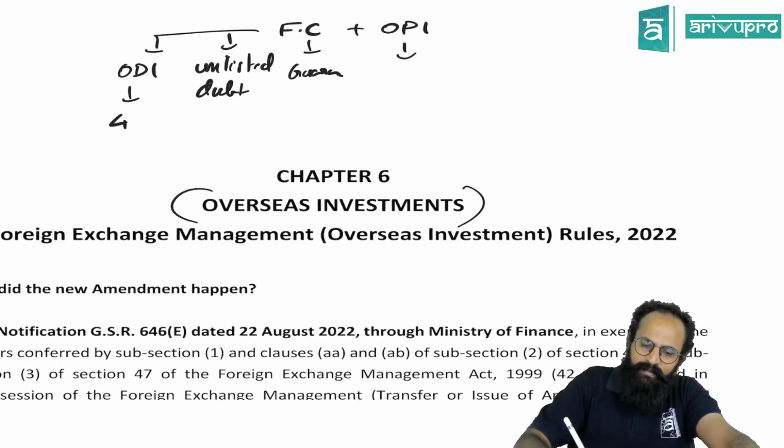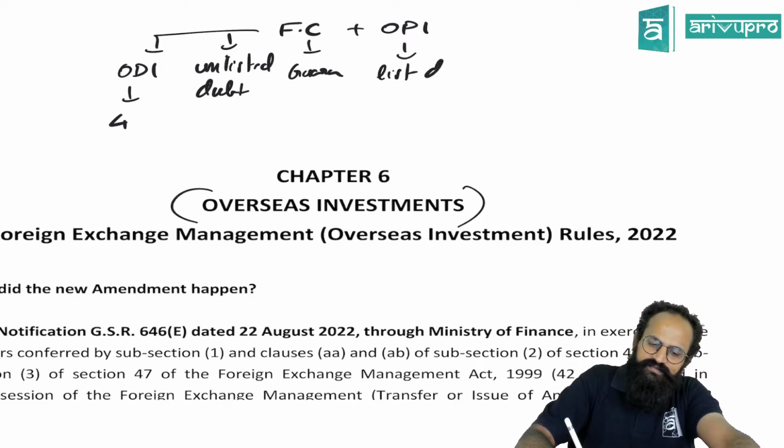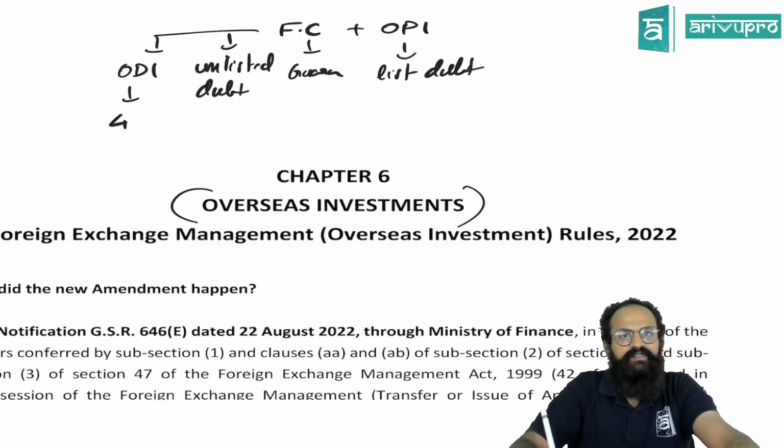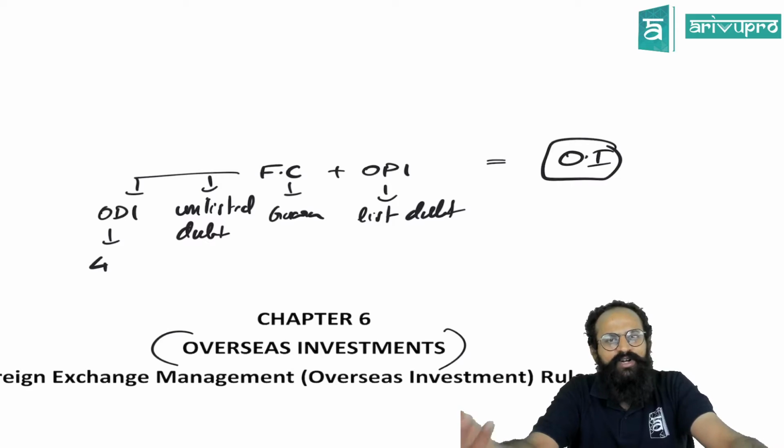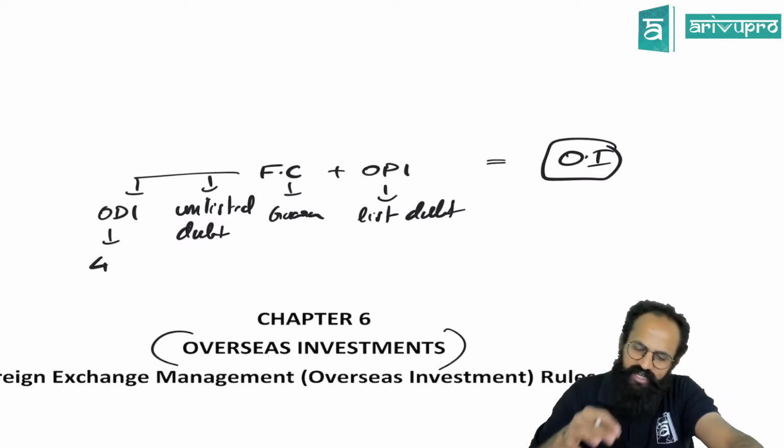Okay. Second one, people, listed debt will come here. So I'll put everything together. Now this is called, people, overseas investment. So everything included is called overseas investment. Understood? Pakka? Yes, sir. Okay.